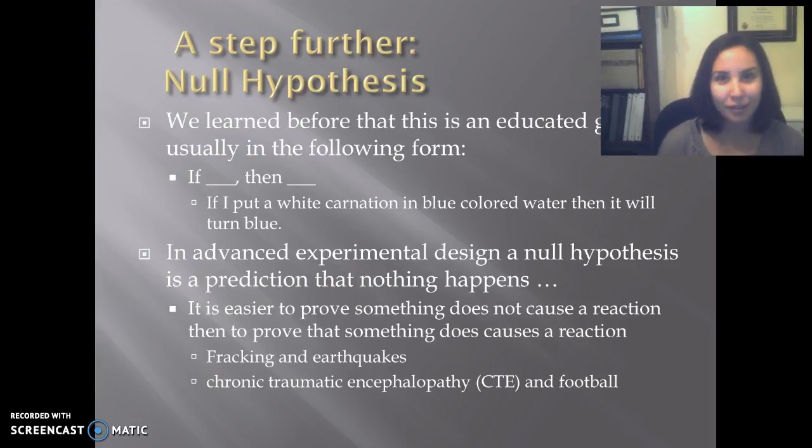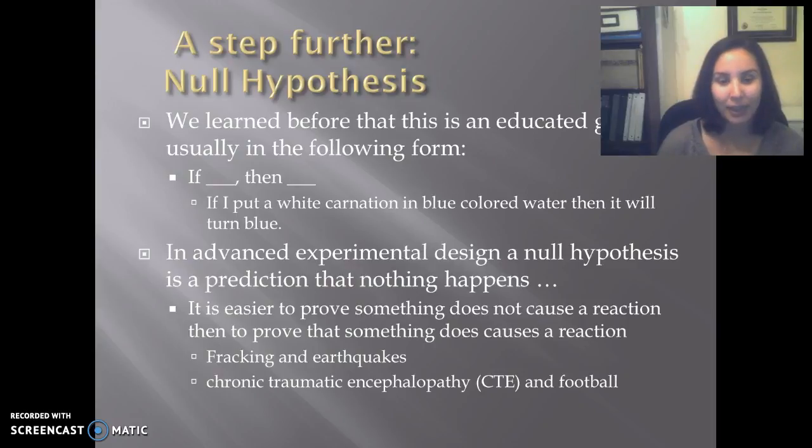And I have two controversial examples. First of all, fracking and earthquakes. For those who live in Oklahoma, like my in-laws do, my husband's family, you will know that since there's been a lot of fracking, there's been so many more earthquakes. But the direct correlation of the cause of fracking to earthquakes has actually yet to be discovered.